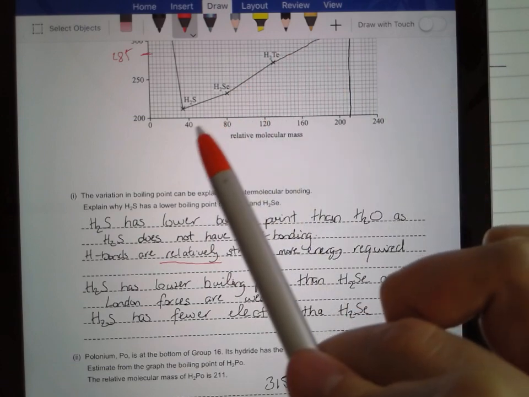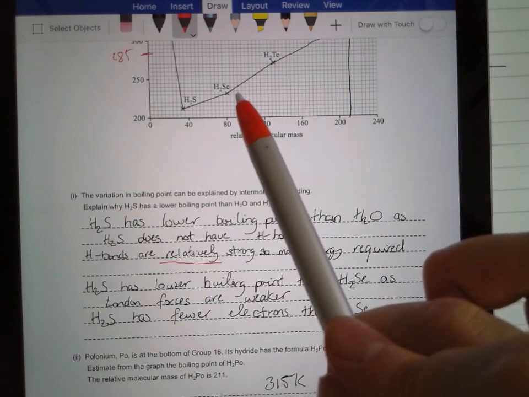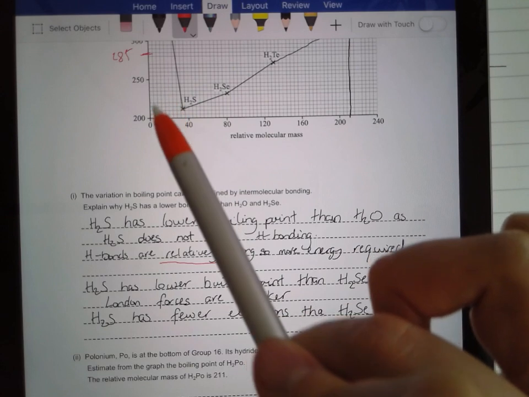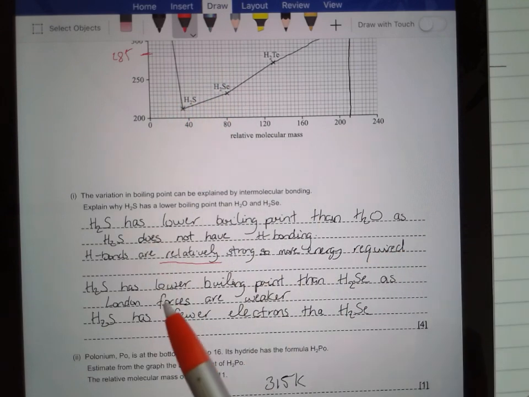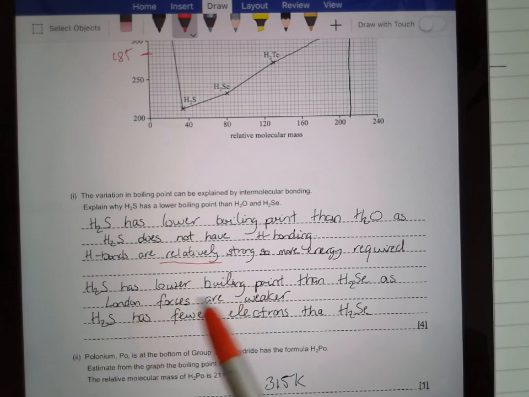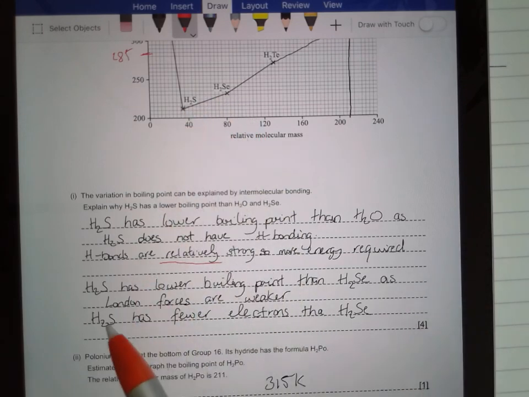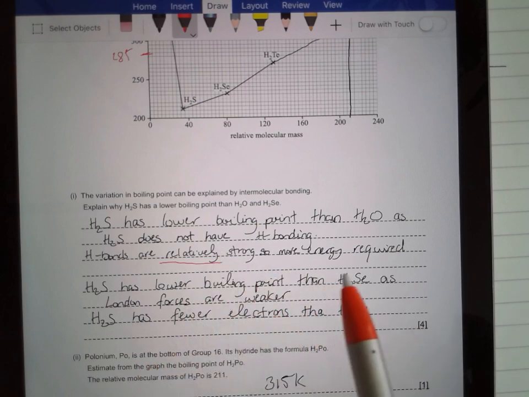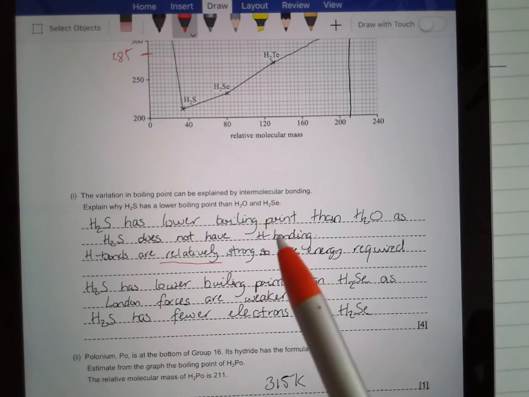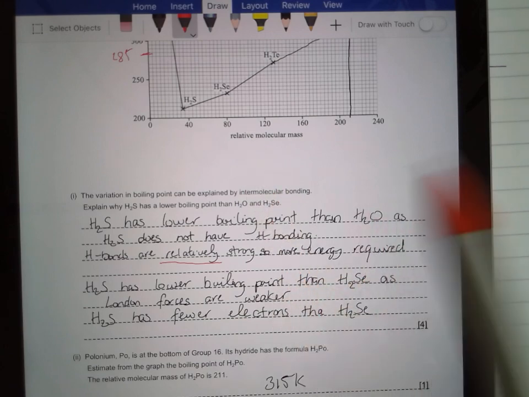I'm then comparing H2S with H2Se. There are no hydrogen bonds present in either of these 2 molecules, but what I can say is that H2S has weaker London forces than H2Se, and the reason it's got weaker London forces is because it's got fewer electrons.